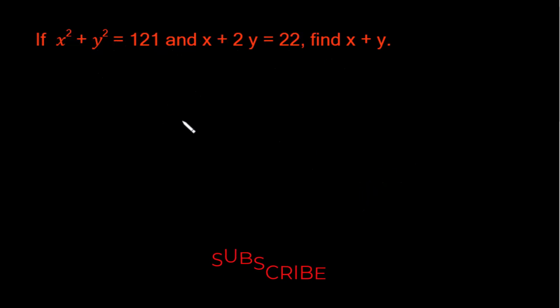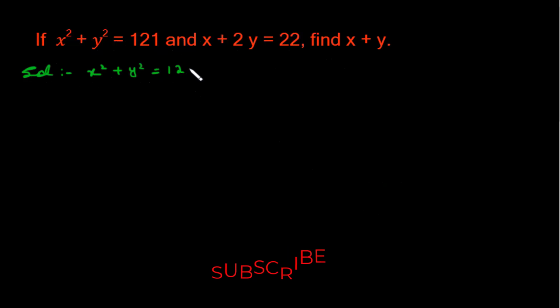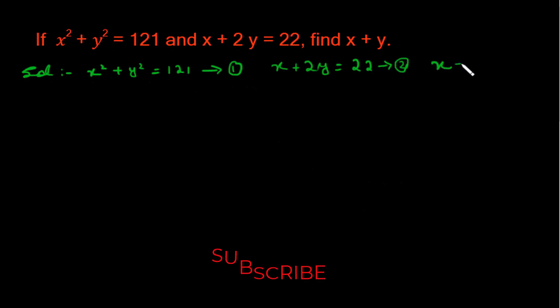Let me name the first quadratic equation as equation 1. So the solution will be x squared plus y squared is equal to 121, and let me name it as equation 1. Then this linear equation x plus 2y is equal to 22, and let me name it as equation 2, and x plus y is the required expression, and let me name it as equation r.